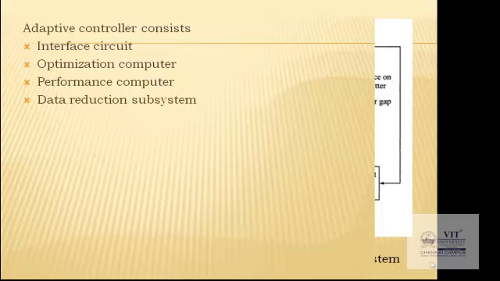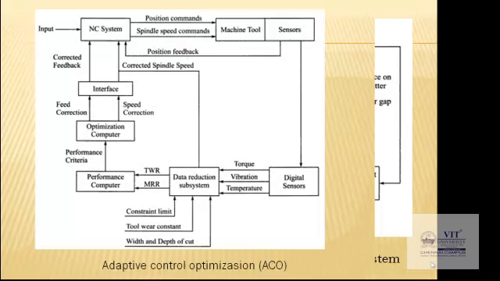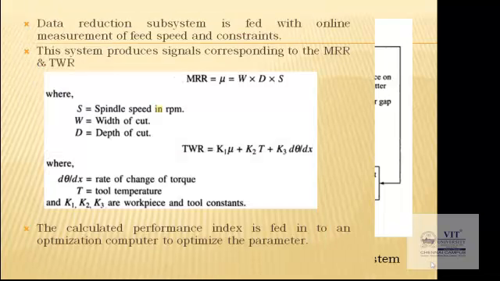So the adaptive controller consists of these circuits, 4 circuits: the optimization computer, performance computer, data reduction subsystem, and the interface. So these 4 subsystems make up the optimization process. It finds the optimized value, and that value is fed back to the programmer or controller to control the particular parameter. So that is given again here.